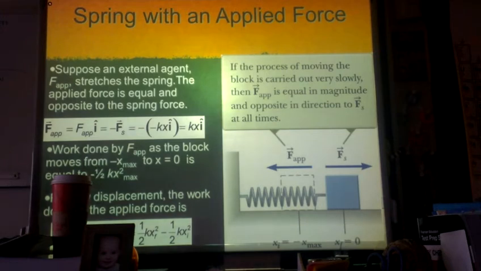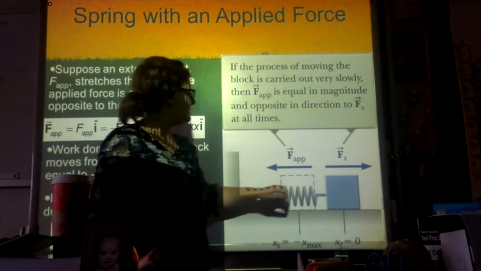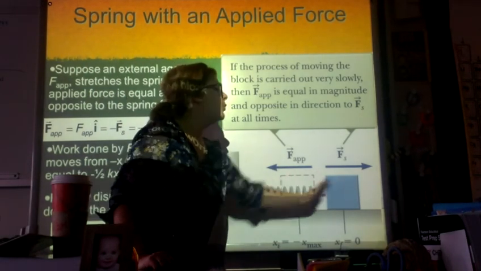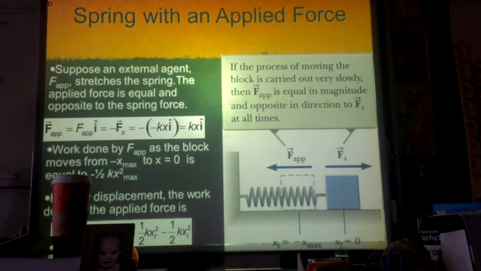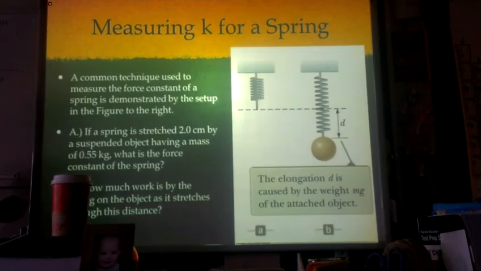Okay, suppose an external agent applied force stretches the spring. The applied force is going to be equal and opposite to the spring force. So let's say that I compress this spring, it should be equal and opposite to the spring pushing back on that applied force. Okay, so there's just Newton's third law coming into play. Let's try to do a problem with this.